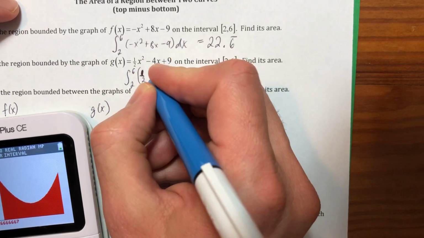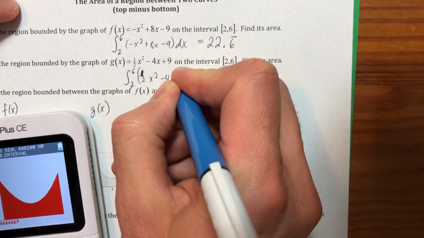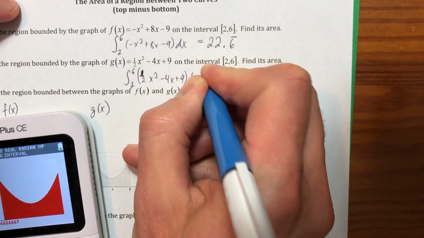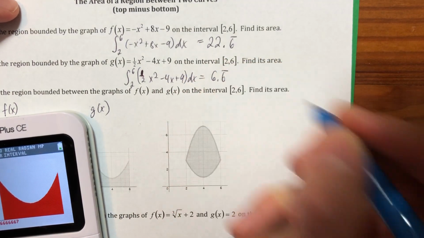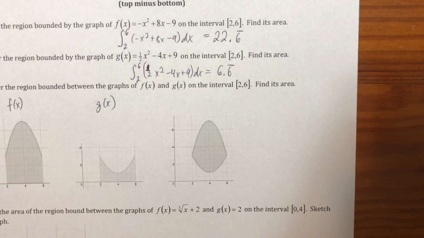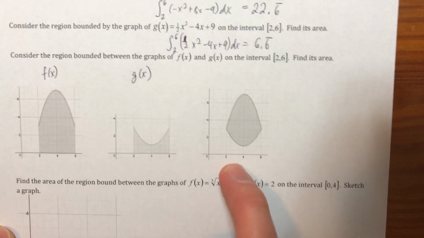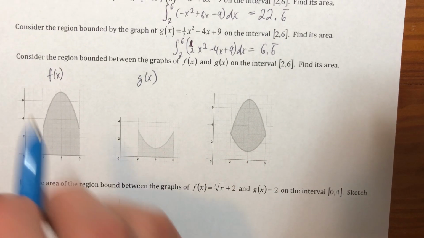I can get my ones right. 1/2 x squared minus 4x plus 9 dx. And that is equal to 6.6 repeating. Find its area. Well, we did. All right, so now we are left with this ridiculous shape over here. So now it's the third question.